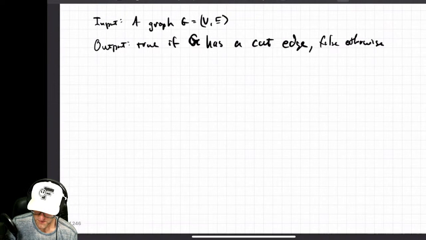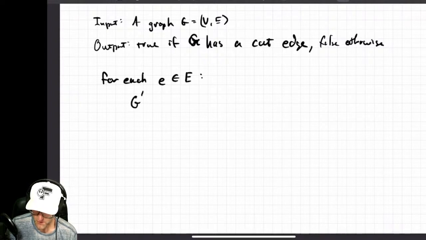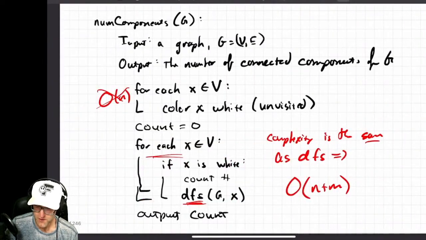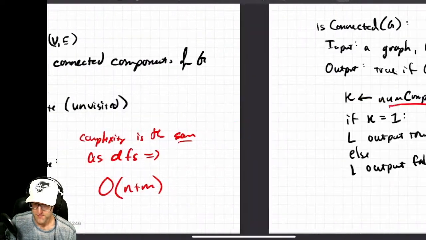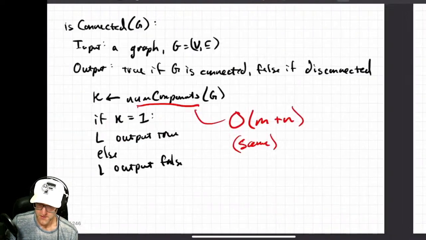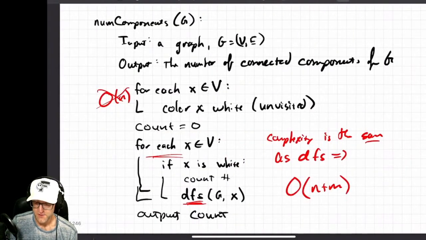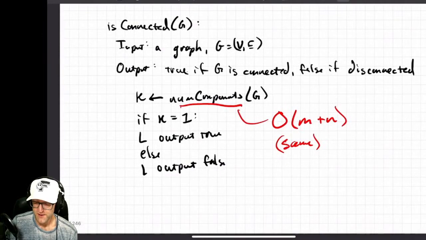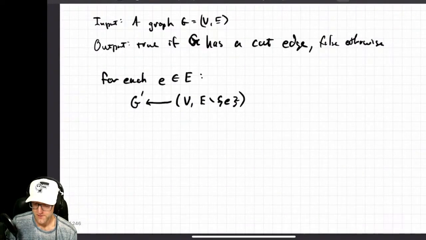Well, guess what? For each edge in the edge set, all I'm going to do is create a new graph, G prime, which is going to be the same vertex set, but the same edge set without E. So set minus E. And then I'm going to go all the way back over here and ask, how many components are there? Or actually, no, I'm not even going to do that. I'm just going to call is connected. So num components is connected called that. This is going to call connected.